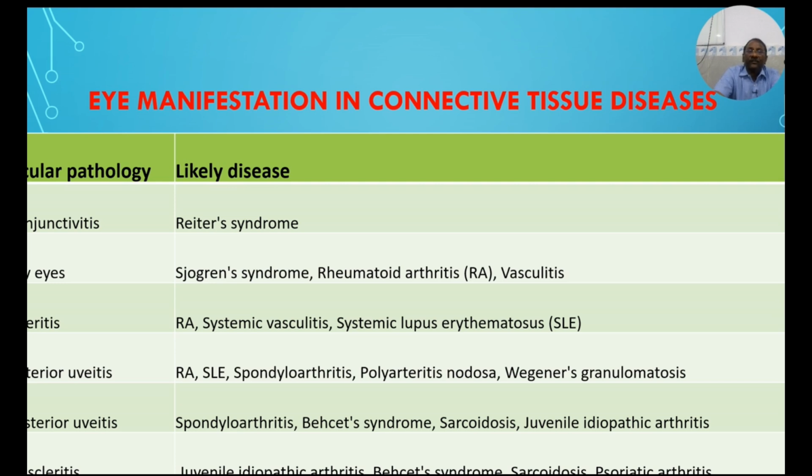Eye examination. Simple conjunctivitis, it could be Reiter's. Dry eyes, Sjogren's. Scleritis, it could be rheumatoid arthritis. Anterior uveitis, so either rheumatoid or lupus. Posterior uveitis, Behçet's, sarcoidosis. And episcleritis, maybe juvenile idiopathic arthritis or Behçet's, sarcoidosis, psoriatic arthritis. So again the skin lesions. So depending on the skin lesions, you can come to a likely diagnosis of these diseases.